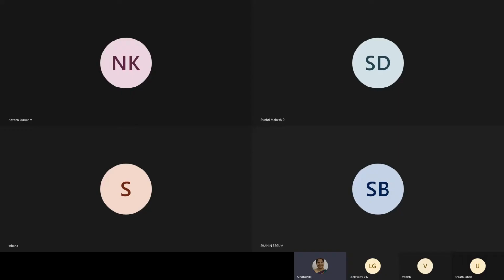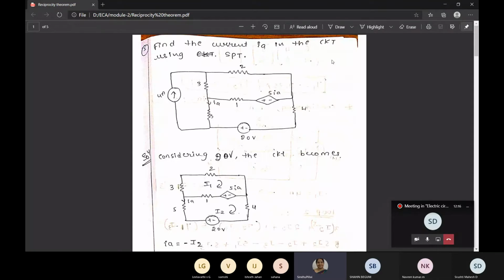In superposition theorem, what is superposition theorem? In a network where more than one independent source is present, we have to take one source at a time. In this example, we have two independent sources and one dependent source.